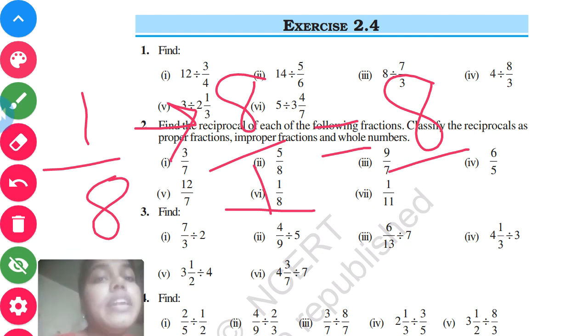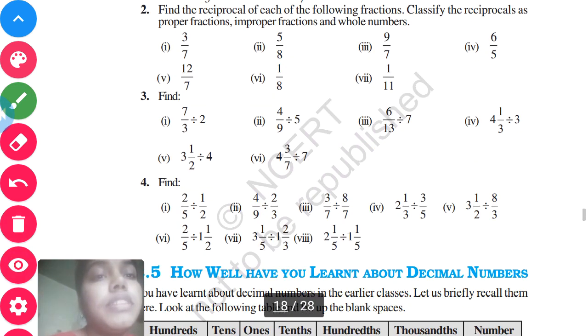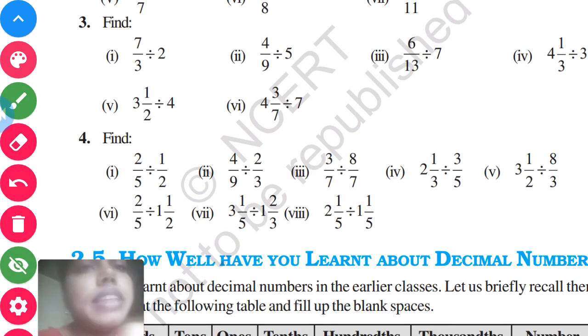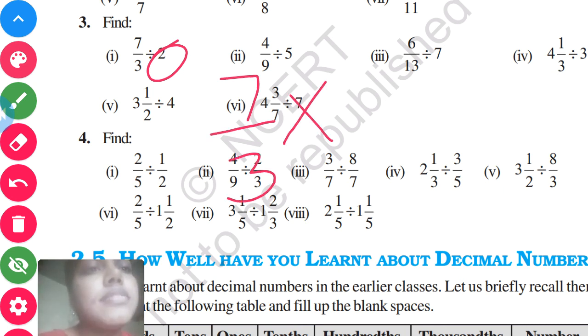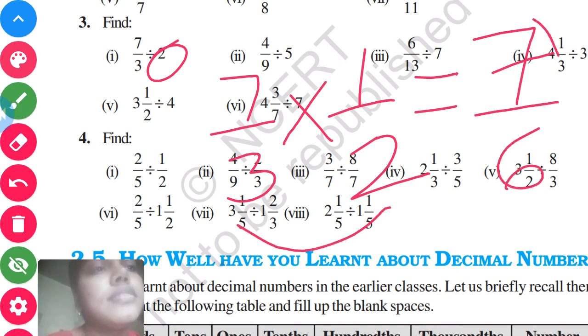Now if I want to go with the third part here, let me zoom for you. Okay, so the same process: keep, change and flip. If it is only 2 here, keep, change and flip means 2 becomes 1 by 2. That is, the reciprocal of 2 is 1 by 2. And when I multiply, 7 ones are 7 divided by 3 twos are 6. This is what your answer is.